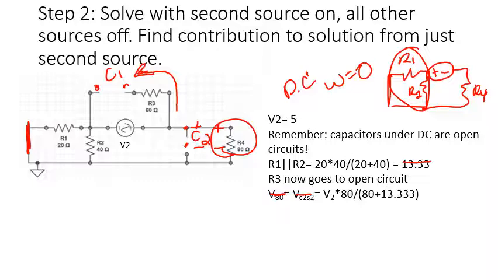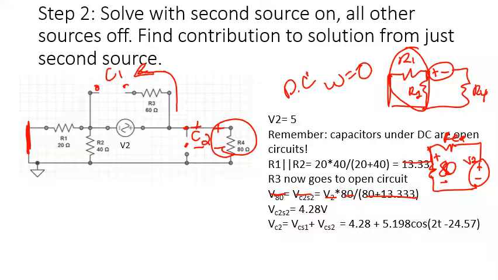Once I've combined R1 and R2 together, I basically have a circuit that looks like this. It goes from the positive end of my voltage source to that R equivalent, then to my 80 ohms, and back to my voltage source. So how do I find the voltage drop across just that 80 ohm resistor? Well, that's my total voltage, V2, times that 80 ohm over the total resistance, 80 plus 13.33. We calculate that, and I get 4.28 volts.